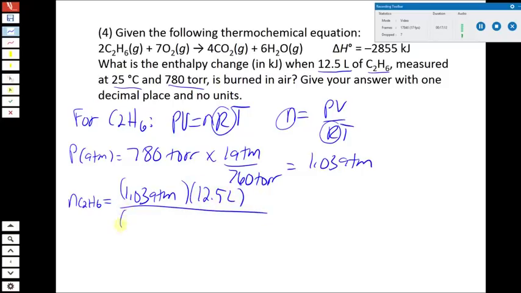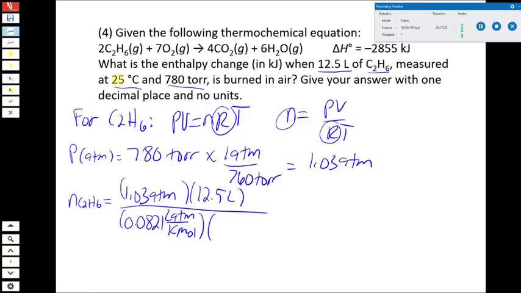divided by RT. R, we're going to use the universal gas constant, 0.0821 liter atmospheres per K mole. This is the one that we use anytime we're doing calculations with gases. And that's on your periodic table, so you don't have to memorize it. And then the temperature needs to be in Kelvin, so we're at 25 degrees Celsius.